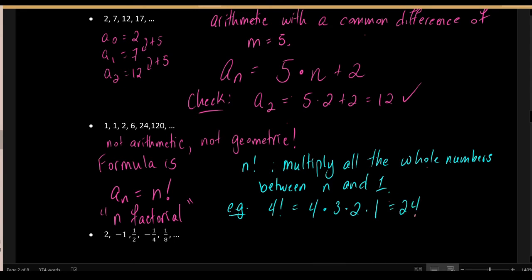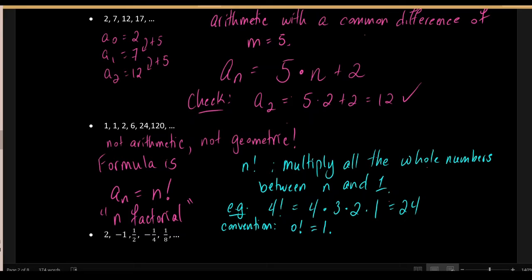Result, 24. Now, a weirdo little convention, just something that helps our formulas work out nicely, is that 0 factorial is equal to 1. There is no good reason for this, really, except that it's just necessary to make our formulas compact and nice.